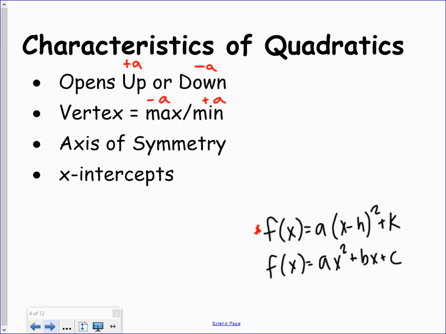If you plug in 0 for x or y, you'd be finding one of the intercepts. Do you remember this? HK? H always looks like the opposite of what it really is. If it says x minus 3, it's actually positive 3. So HK is your vertex.